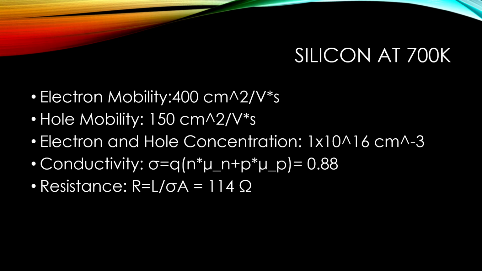Electron mobility of silicon at 700 Kelvin is 400 centimeters squared per volt second. Hole mobility is now 150 centimeters squared per volt second. Our electron and hole concentration is now 10 to the 16th per centimeter cubed. And the conductivity is now 0.88. Resistance is now 114 ohms. This has been calculated assuming that we're making a resistor that is 1 millimeter squared wide and 1 centimeter long.